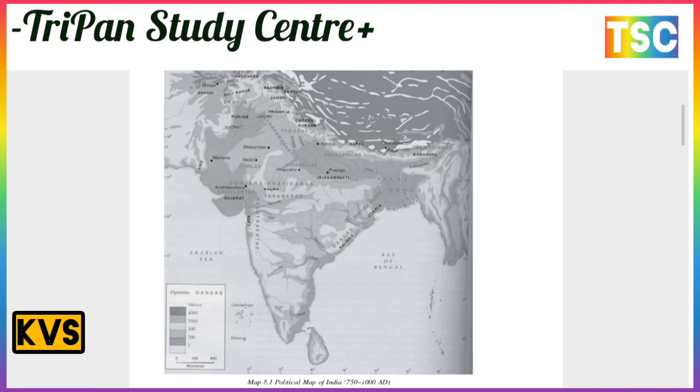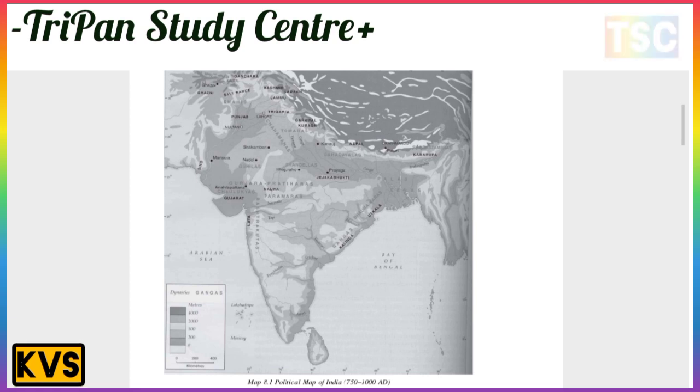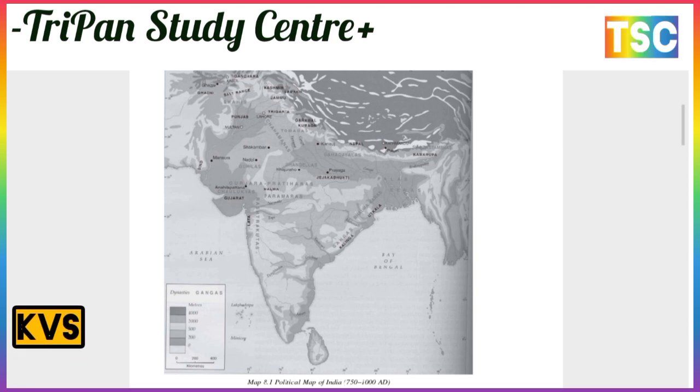Here we show a political map of India, from 750 to 1000 AD. The most important areas shown are those of the three important dynasties: the Pratiharas, the Palas and the Rashtrakutas.